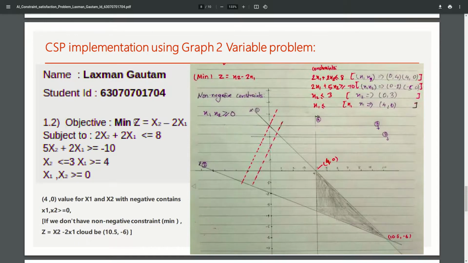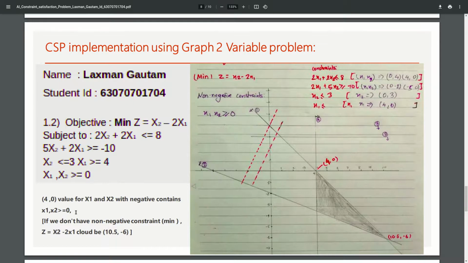One thing I want to highlight is that this is a minimization problem, where the equation is z equals x2 minus 2x1. We should get the best possible minimum value for z. This is the objective function and the set of constraints we have defined. The constraint which is very critical here is the last one, which says that x1 and x2 must be greater than or equal to 0.